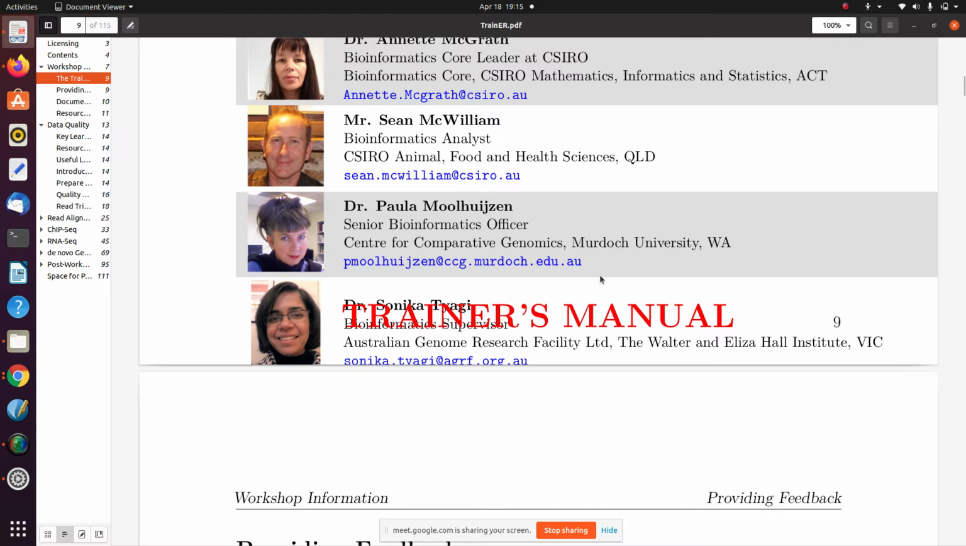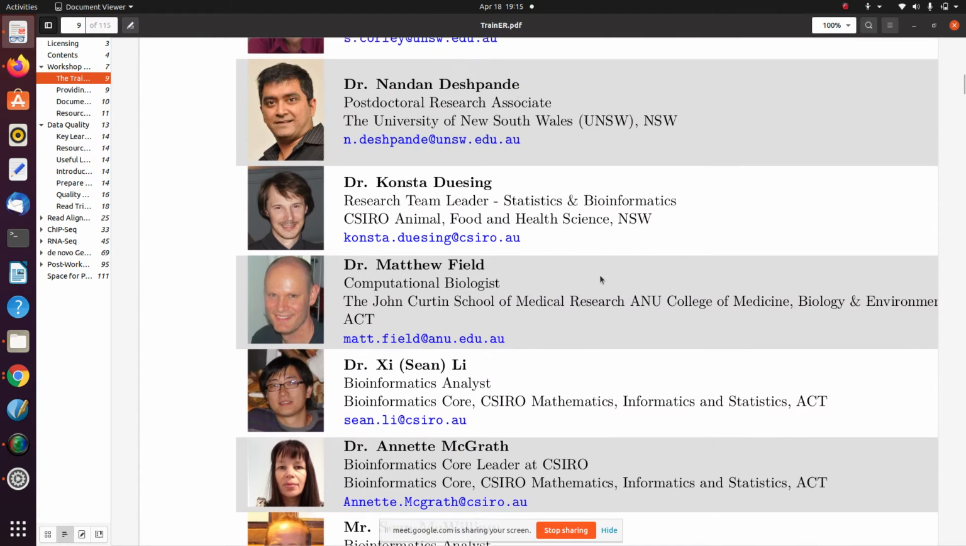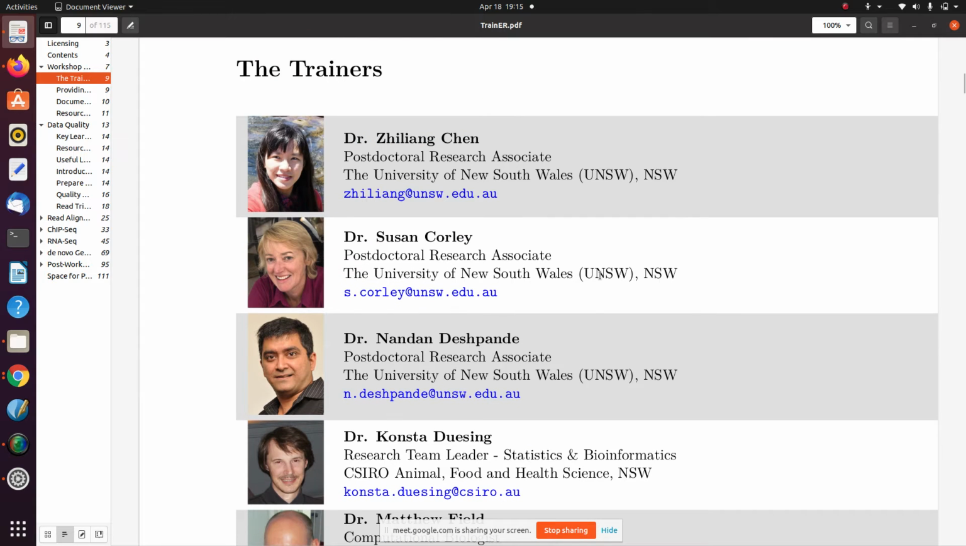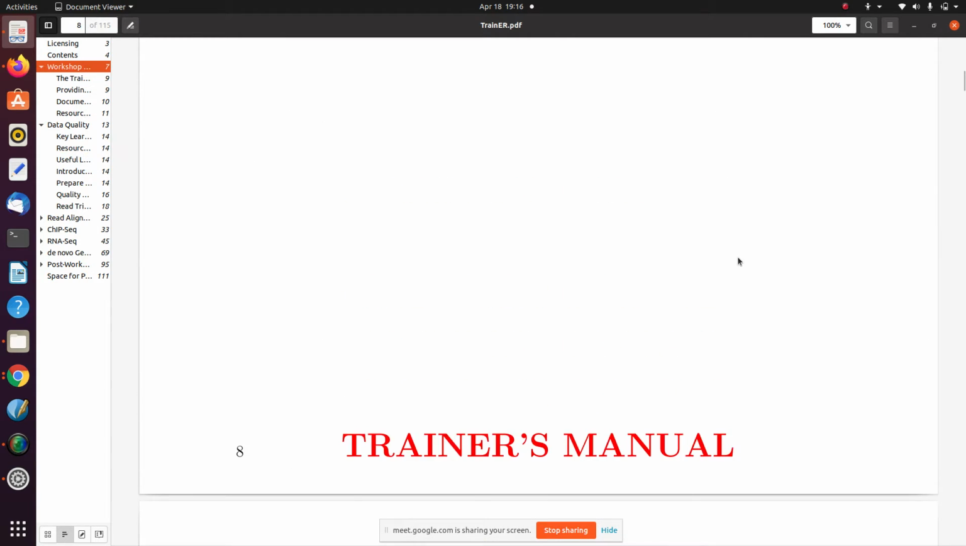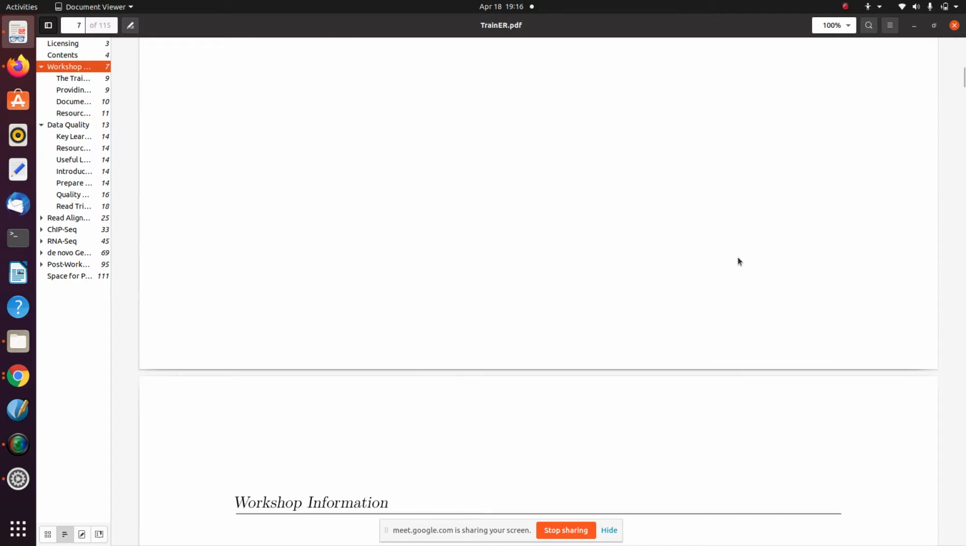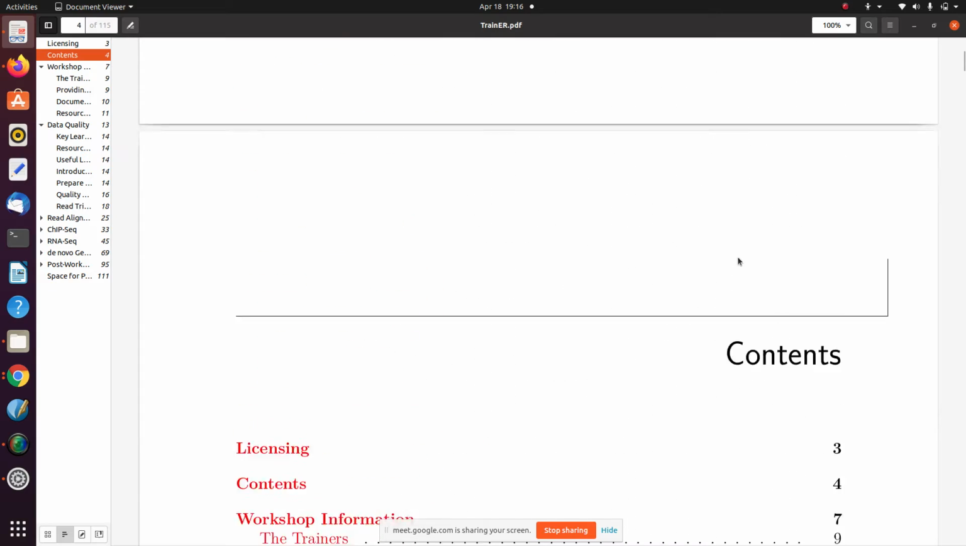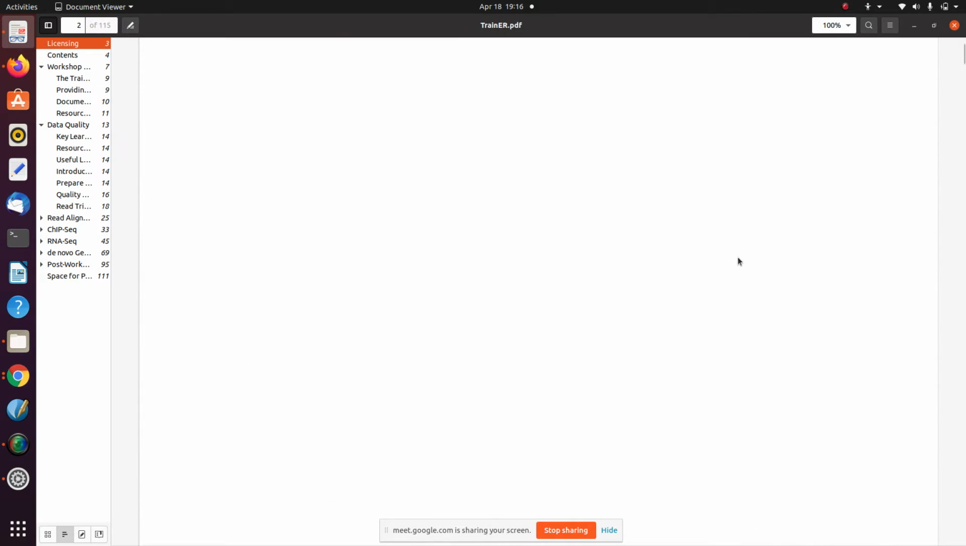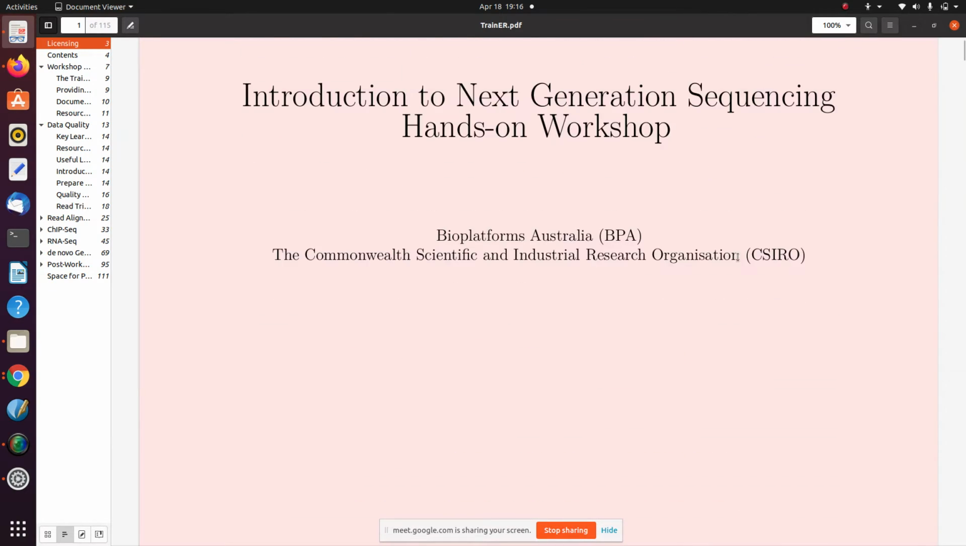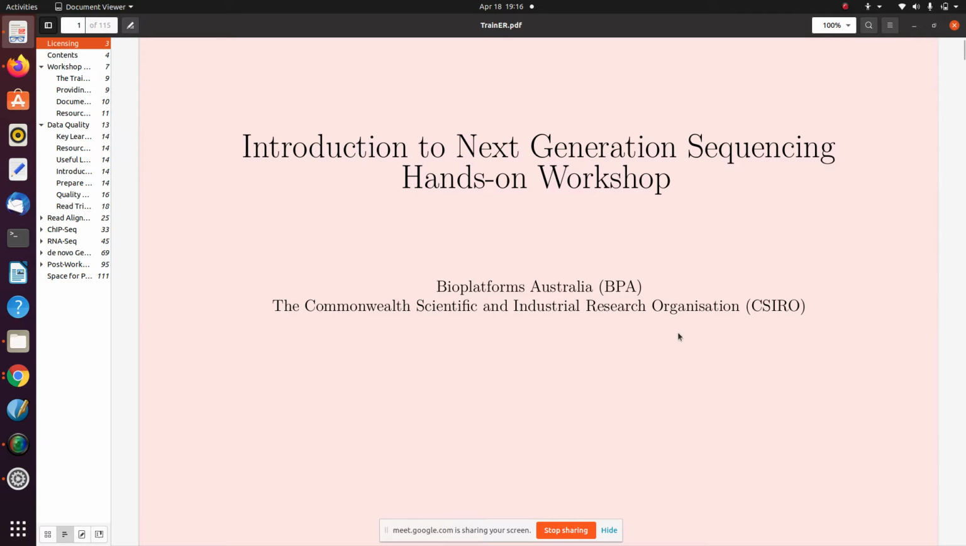So what do you see here? The instructors of this manual. Yes, the trainers are listed. What does the title say? Yes, Priyanka. Introduction to Next Generation Sequencing, hands-on workshop.